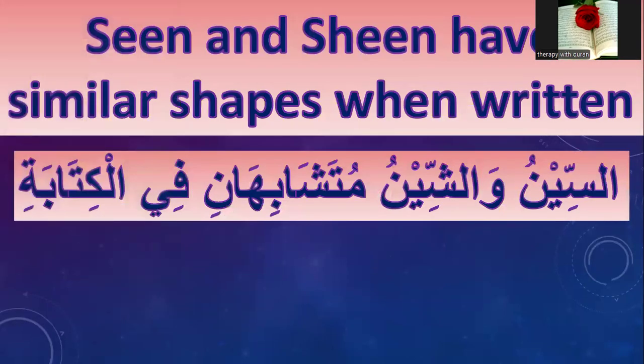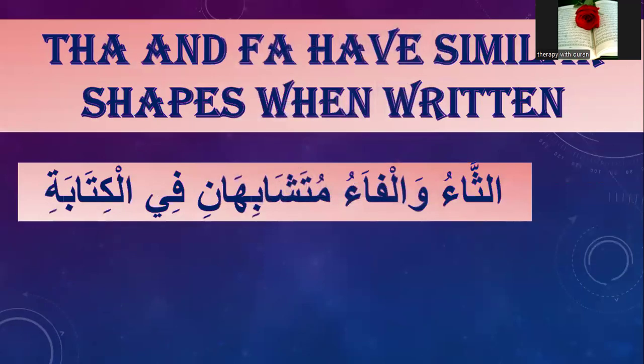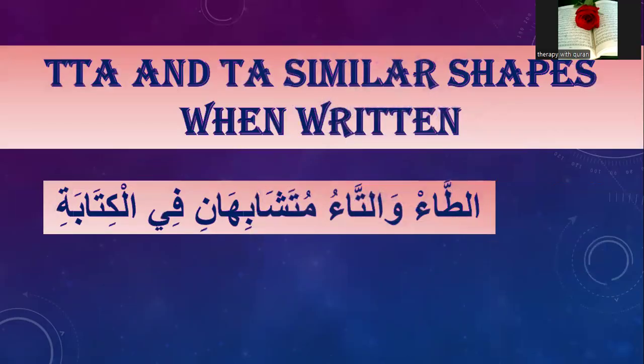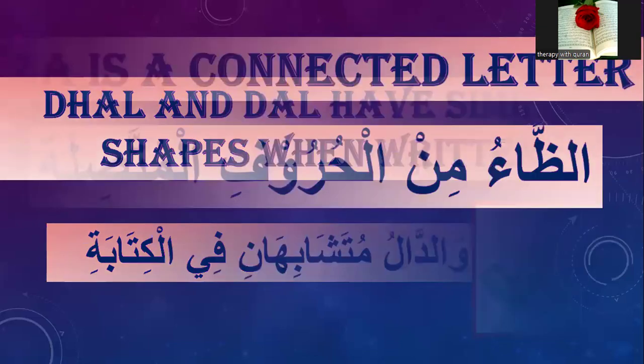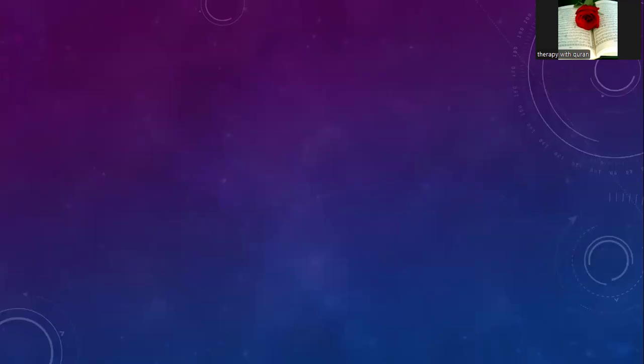Please tell me, true or false: tha and shin have similar shapes when writing? Yes, true, tha has three dots. Ta and ta have similar shapes when writing? No, not similar. Wrong. Ha and ta, similar shapes in writing? No, wrong. Dal and dal have similar shapes in writing? Yes. Ba is a connected letter. Yes, it's a connected letter. True. Good.